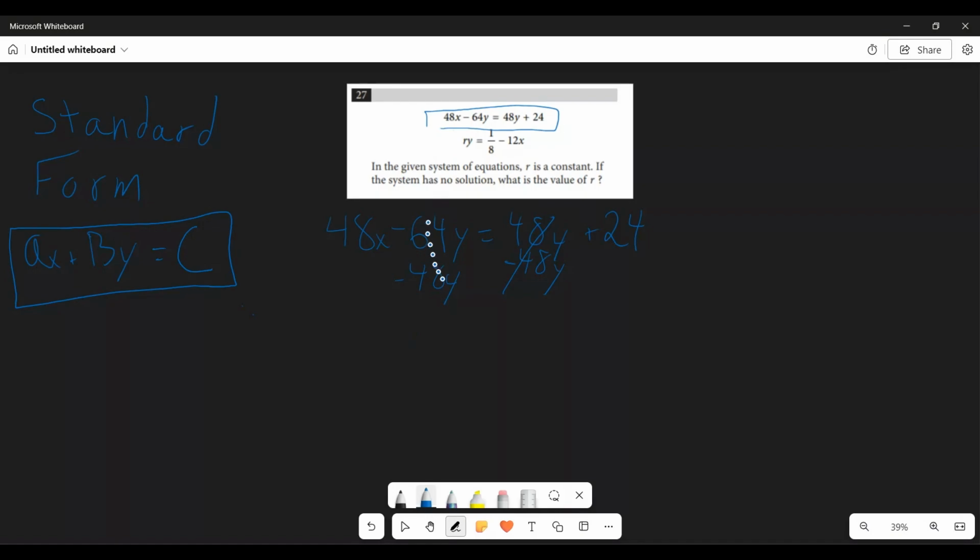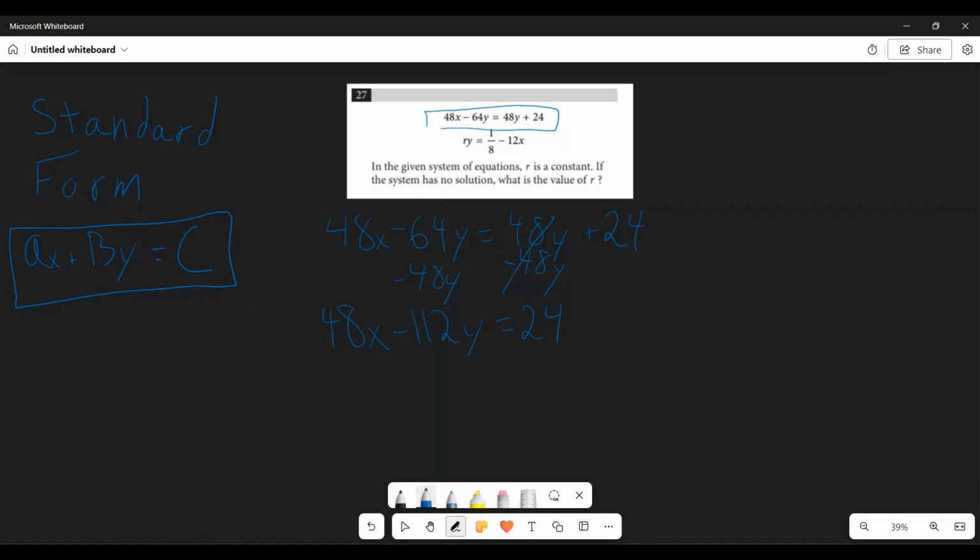8 plus 4 is going to be 12, carry the 1, 6 plus 4 is 10, 11. Again, you guys can use your calculators, so if you want to use your calculator, feel free to do that. I just do it in my head because it's easy. We are left with 48x minus 112y equals 24, all right? So we have our first equation in standard form.